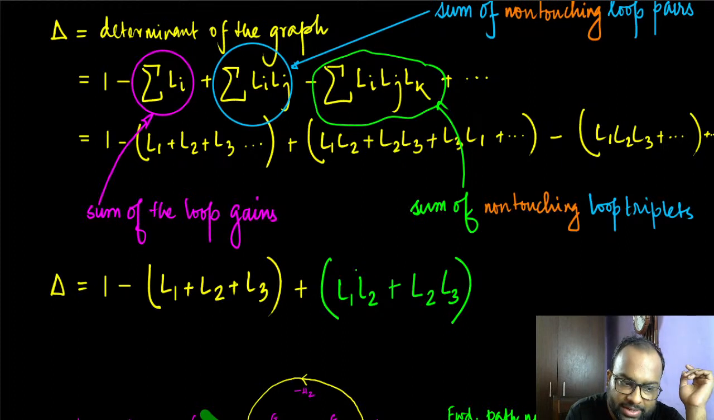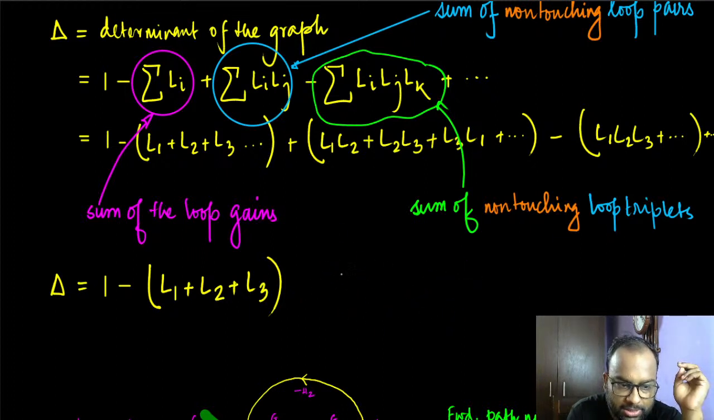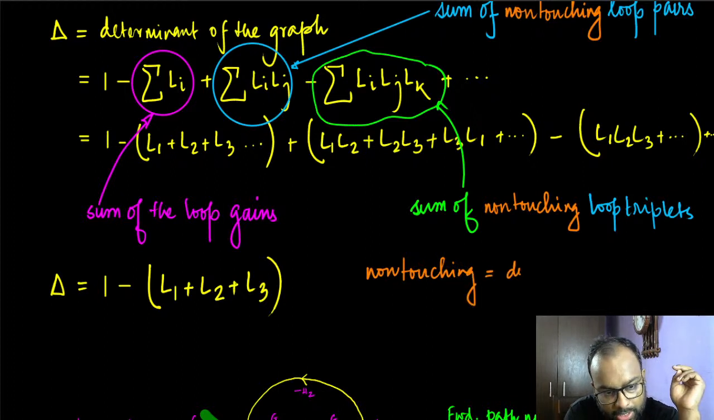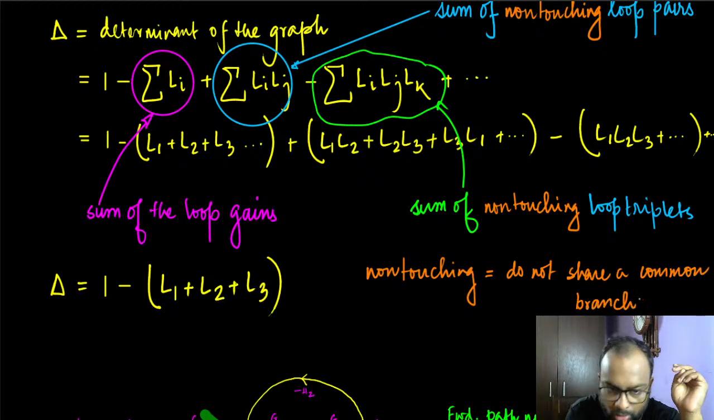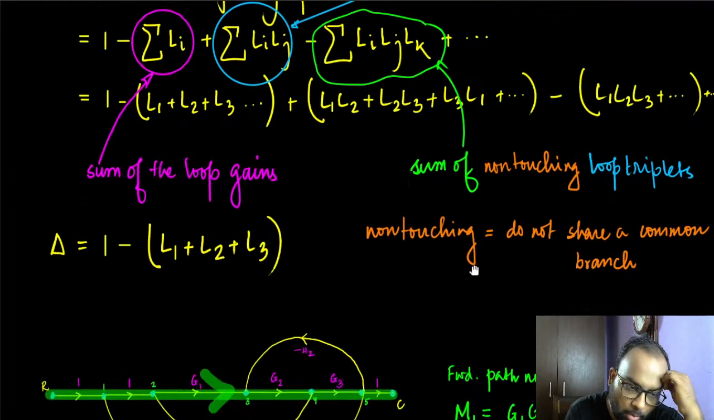But what is the meaning of the term non-touching? Non-touching means the loops do not share a common branch. So non-touching means they do not share a common branch or path or whatever. Basically a common branch here like that.